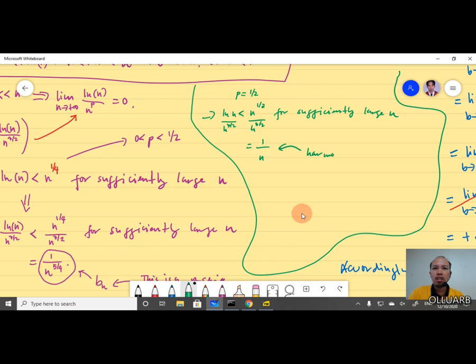Okay, this corresponds to a harmonic series with p equal to 1, which is divergent. And then if you take the limit of a sub n over b sub n as n approaches positive infinity, we can substitute the value. The limit is also 0.